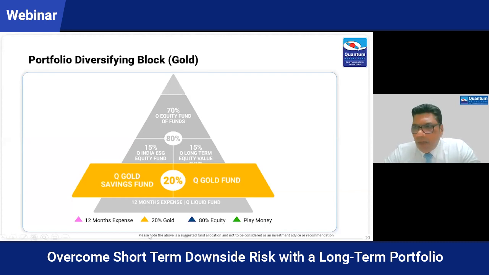Now we will have a view from Ghazal. In the 12-20-80, you must have seen we have given an allocation of 20% to gold. We are big believers in gold. So on the gold view, Ghazal, over to you.